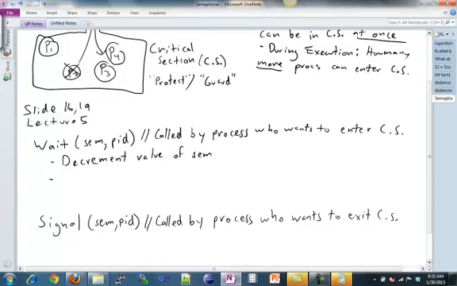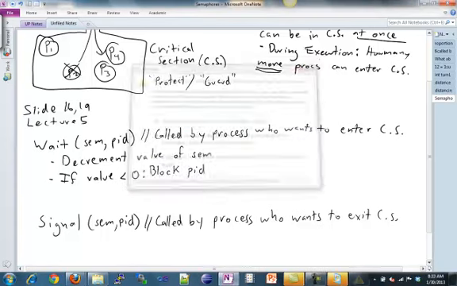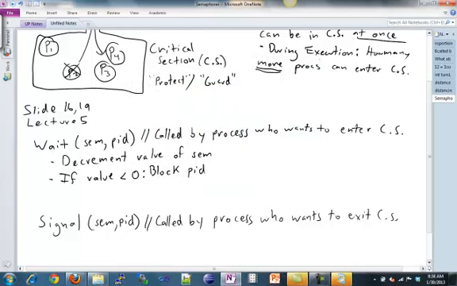And then we want to check if the value turned negative, then we want to block this process. Why might we want to do that? Well, if the value was 0 at the beginning of wait, then we decrement. That meant that no more processes could go through, remember? Because the value is how many more processes can enter, and 0 means no more can enter. So if it was 0, we decrement that value, so it would become -1, and -1 is less than 0. So that means we want to block that process from entering. We want to make it wait in line.